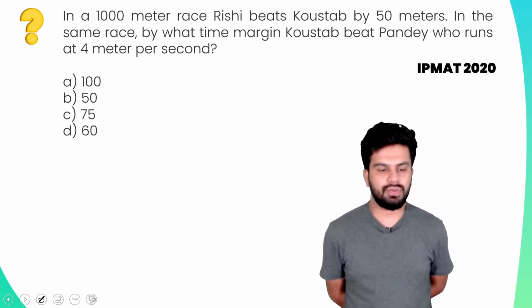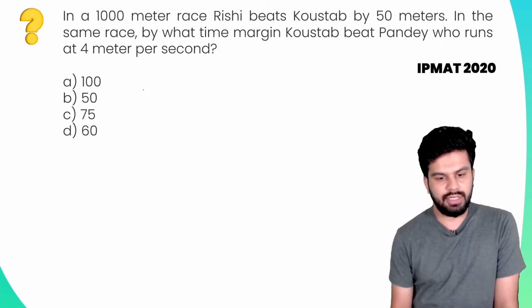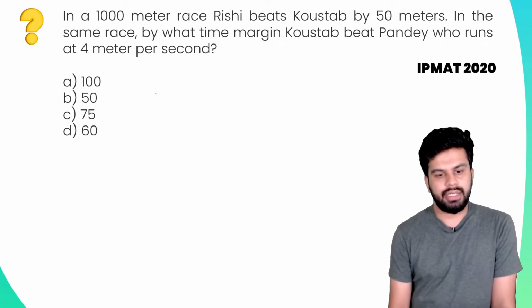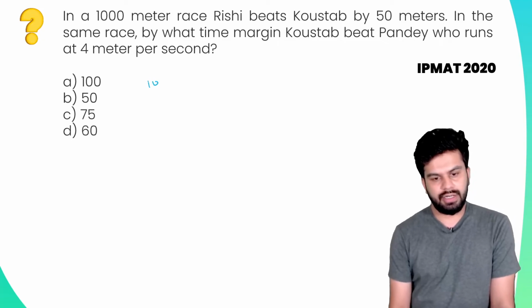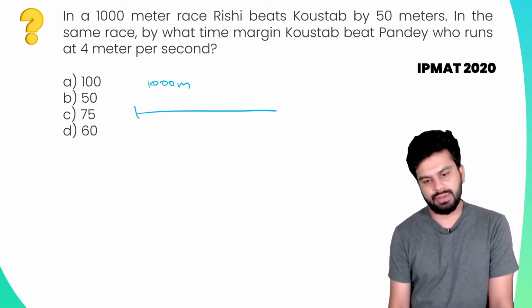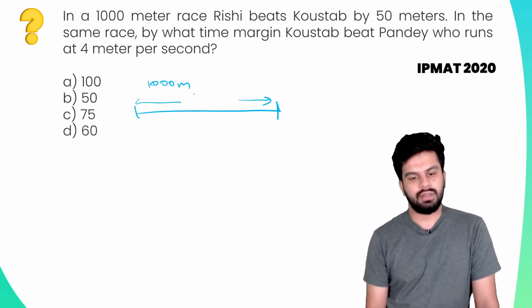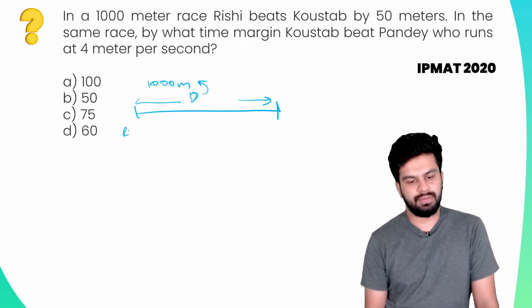And your time ends now. So let me just explain this problem. Okay, in a 1000-meter race, 1000-meter ആണ് റേസിൻ്റെ total distance. So we have a race track of 1000 meter, distance is equal to 1000 meter, and Rishi beats Kaustubh by 50 meters.